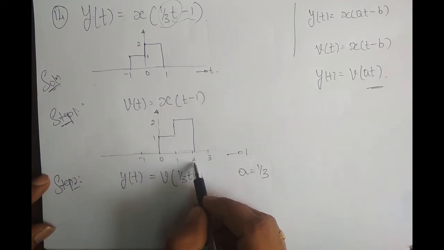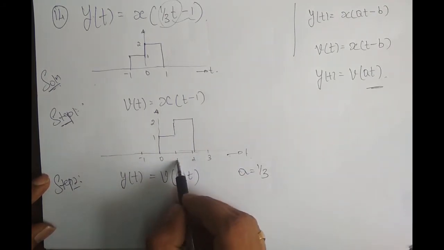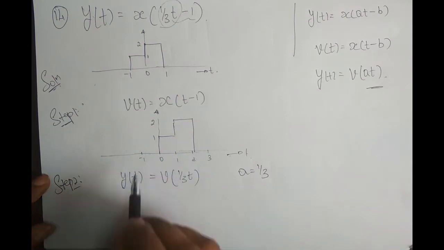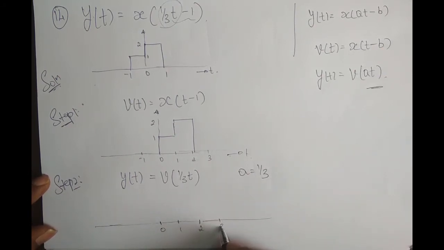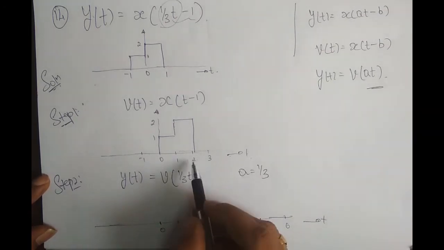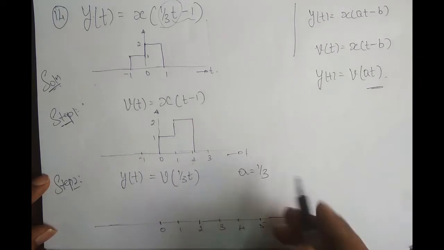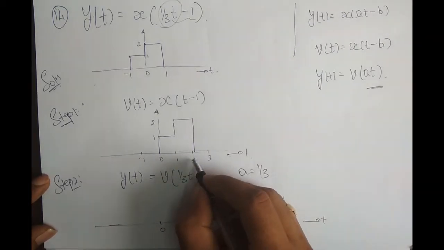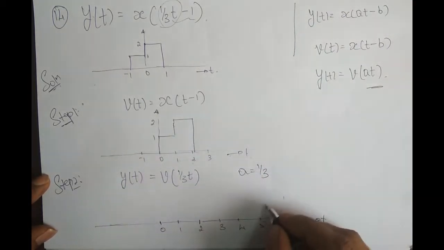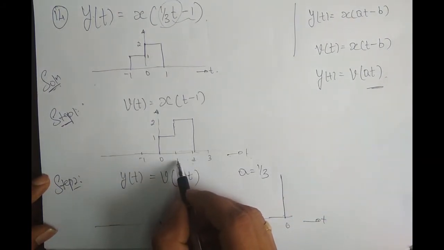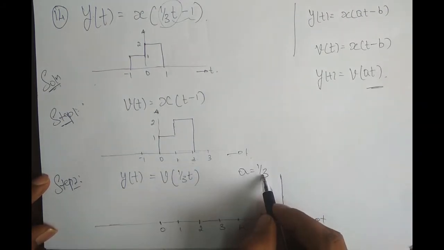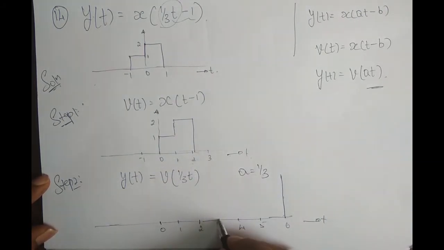So 2 goes to 2 into 3, which is 6. 1 goes to 1 into 3, which is 3, and 0 remains there itself. So this is basically the expanded version of the signal. So 0, 1, 2, 3, 4, 5, 6. This is t. Now 2 is multiplied with the inverse of a, which is 3, 2 3s are 6, right? So amplitude at t is equal to 2 goes to t is equal to 6. So amplitude at t is equal to 1 goes to 1 into 3, which is 3. So this goes to 3, right?